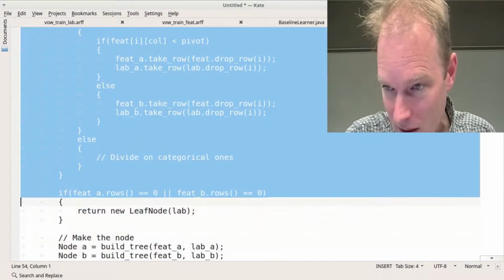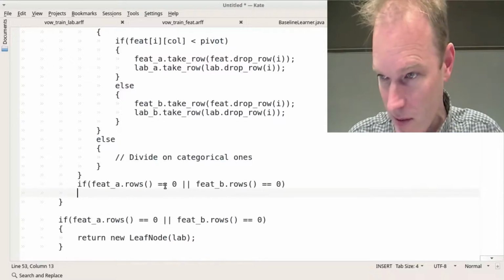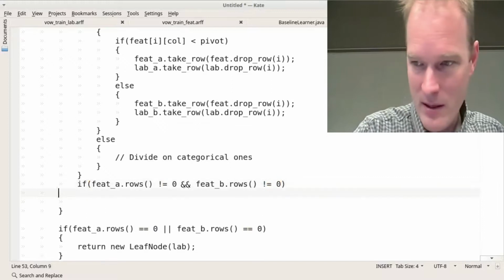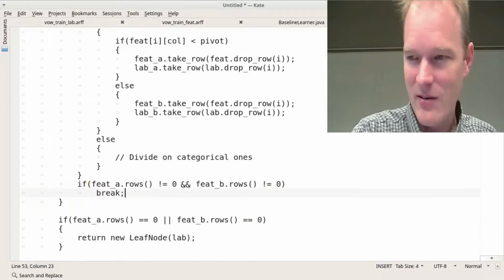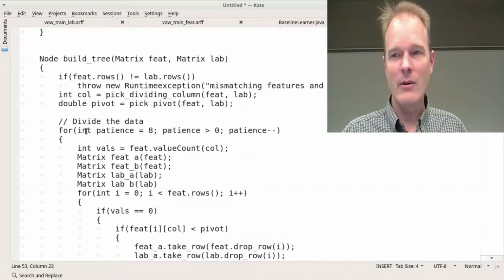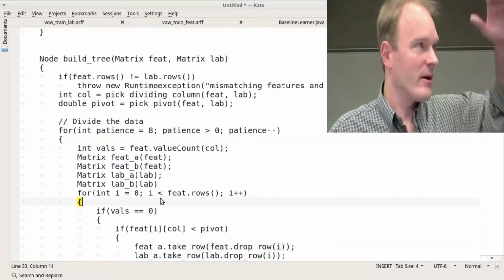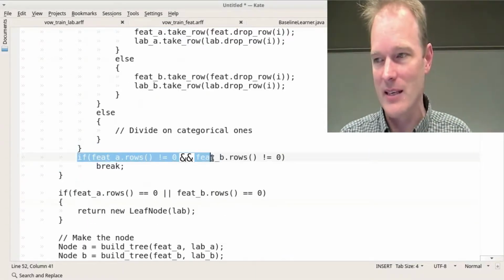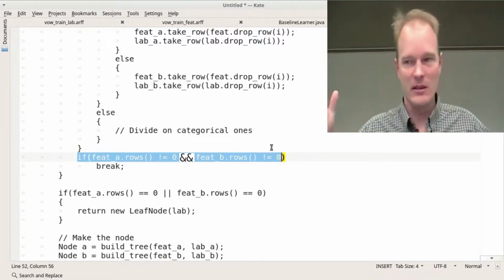I'm going to select all of this code. Then in here, I'll say, if we didn't succeed at dividing, then I will break. No. If we did succeed at dividing, then I will break. You see what I'm saying here? Usually I would like this loop to not run. I'm only going to do this one time. I just want to pick a random division, and assuming that it succeeds at separating at least one point from the other points, then I'm going to say, all right, it was an acceptable division.